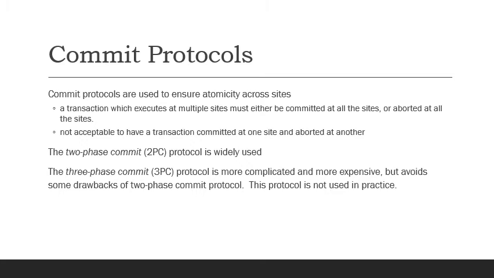Among the simplest and most widely used commit protocols is the two-phase commit protocol, 2PC. An alternative is the three-phase commit protocol, or 3PC, which avoids certain disadvantages of the 2PC protocol but adds to complexity and overhead. This protocol is not used in practice.